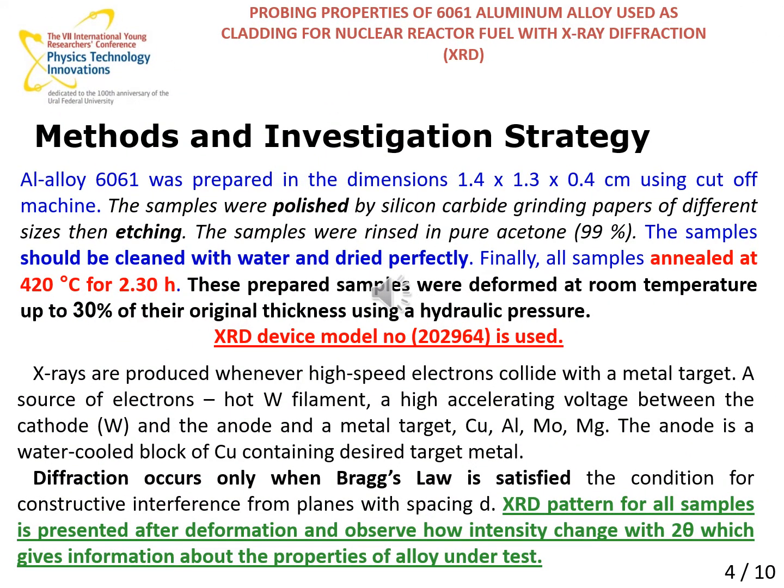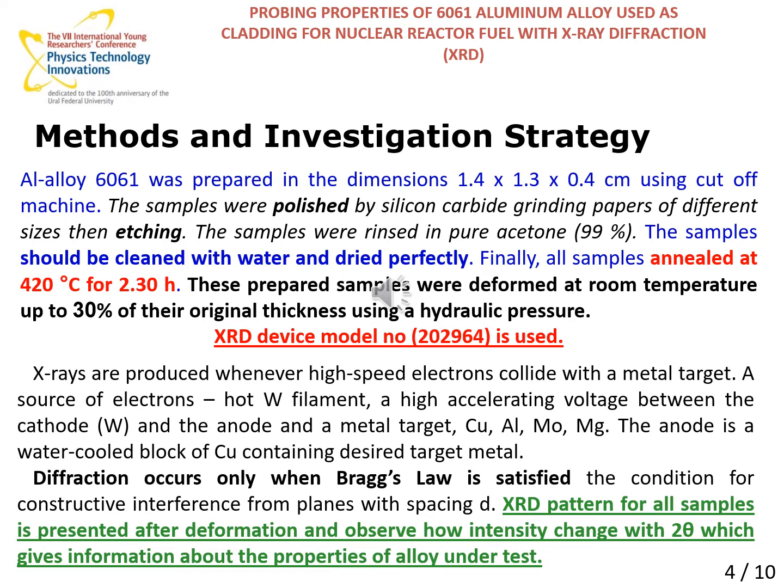Methods and investigation strategy. Aluminum alloy 6061 was prepared in dimensions 1.4 by 1.3 by 0.4 centimeters using a cut-off machine. The samples were polished and then etched, cleaned after etching with water, and dried perfectly. Finally, all samples were annealed at 420 degrees Celsius for 2.5 hours. These prepared samples were deformed at room temperature up to 30% of their original thickness using hydraulic pressure.